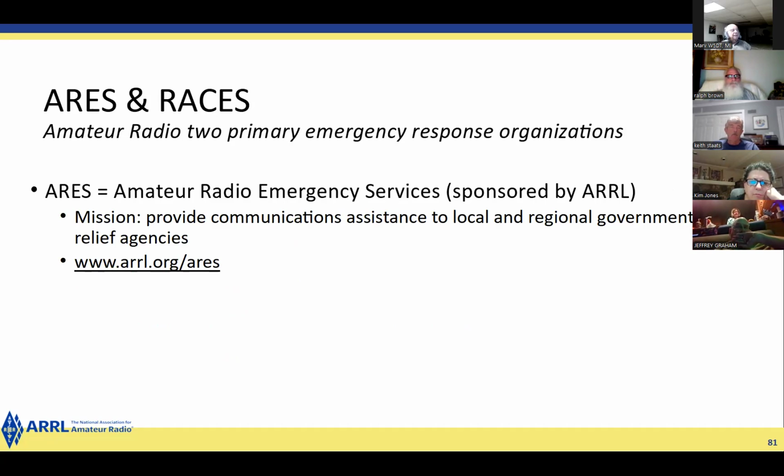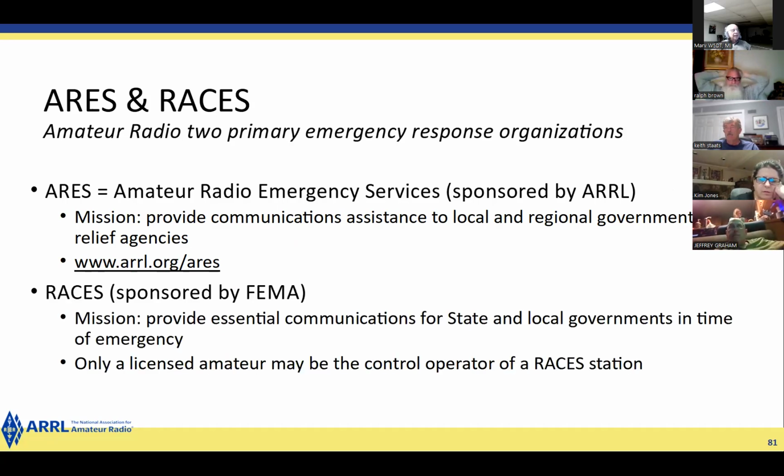So there's two primary emergency response organizations, ARES and RACES. ARES's mission is to provide communications assistance to local and regional government and relief organizations. And RACES's mission is to provide essential communications for state and local governments in time of emergency. And only a licensed amateur may be the control operator of a RACES station.